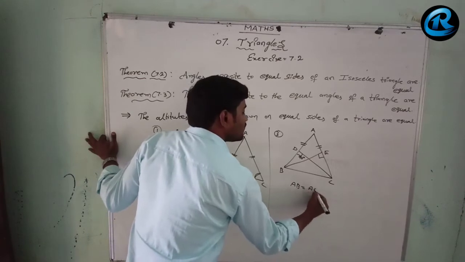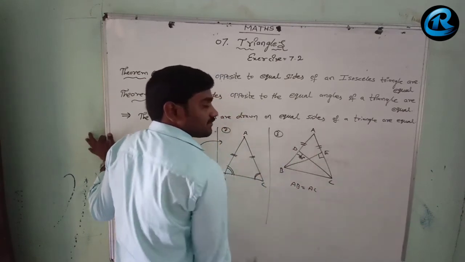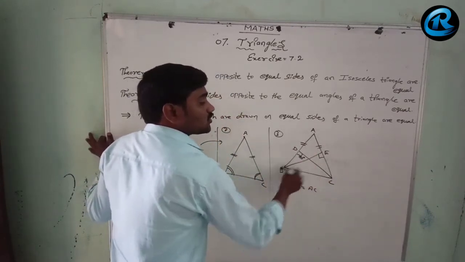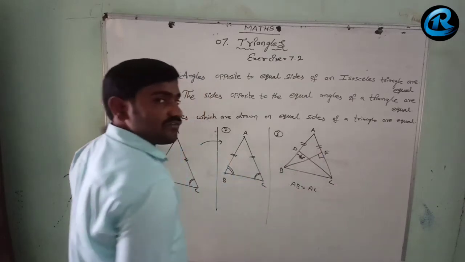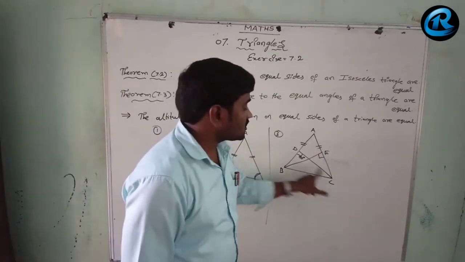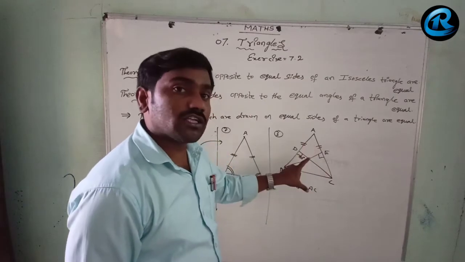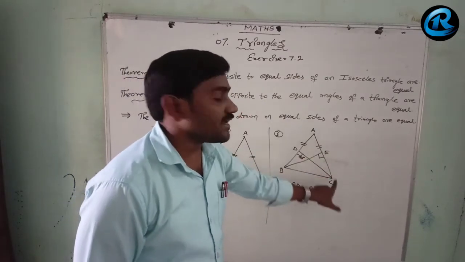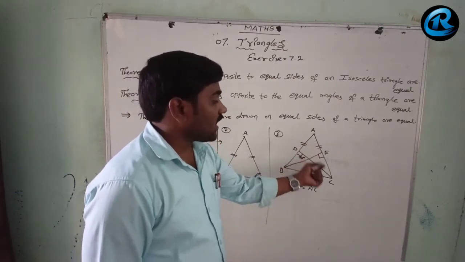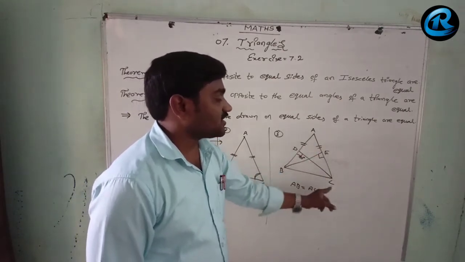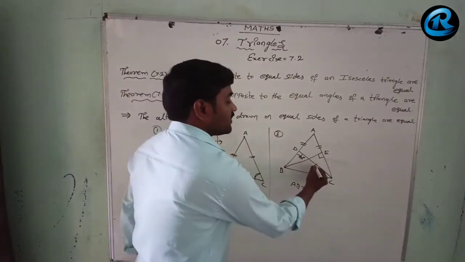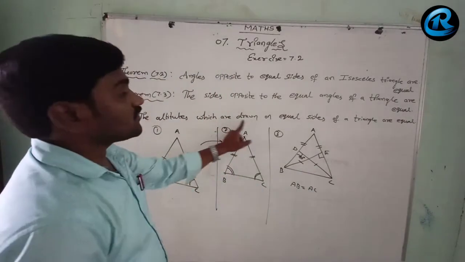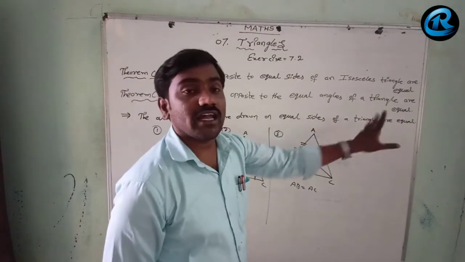If AB equal to AC, these altitudes are drawn on equal sides of the triangle. These two altitudes CD and BE are the two altitudes which I have drawn on AB and AC, the equal sides. So the altitudes also will be equal. The altitudes which are drawn on equal sides are equal.